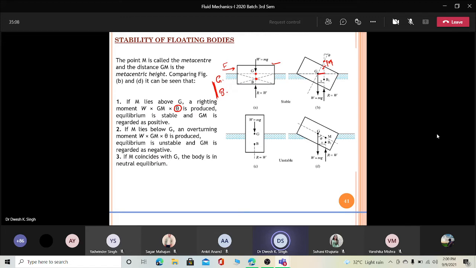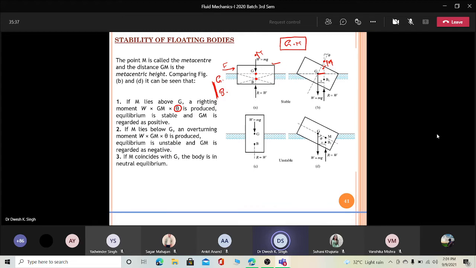Now what happens when this is not maintained? M always lies above this G. So you can say that when M is above this G, your body is in stable condition. This you have to maintain. If G and M lie at the same point, then it is called neutral position.